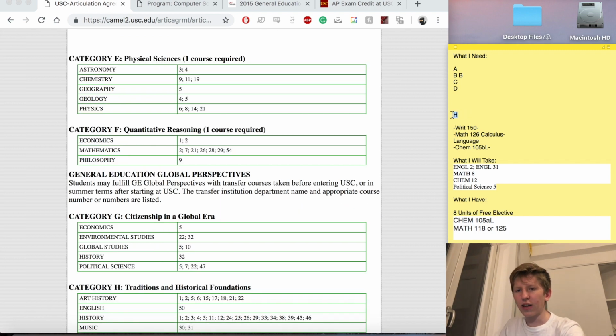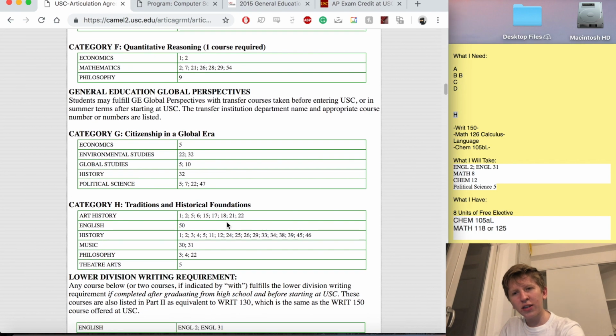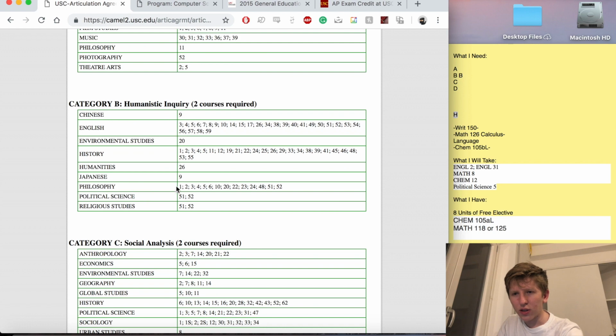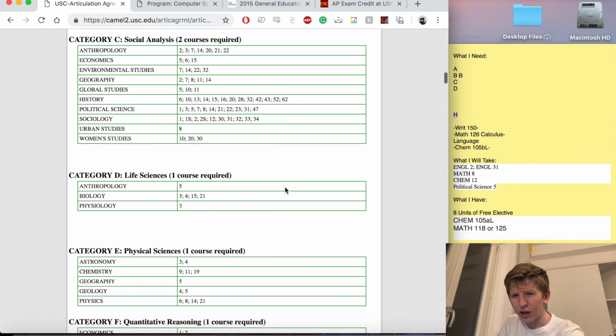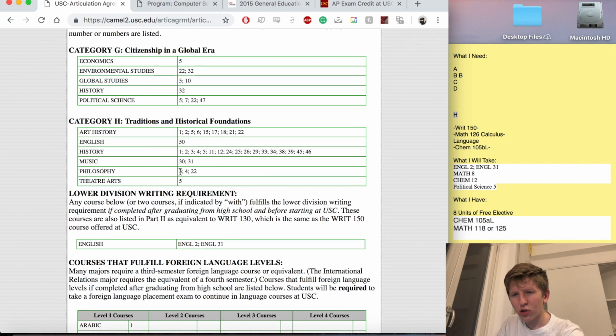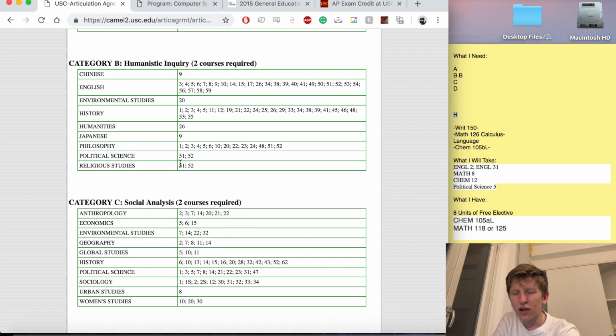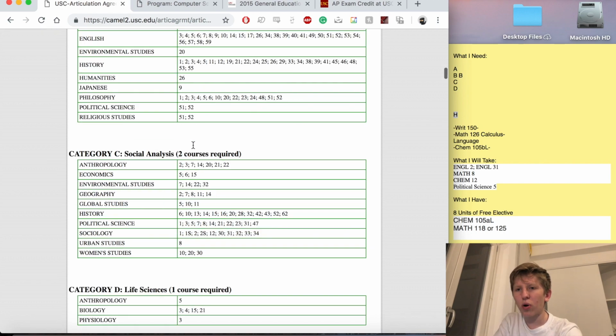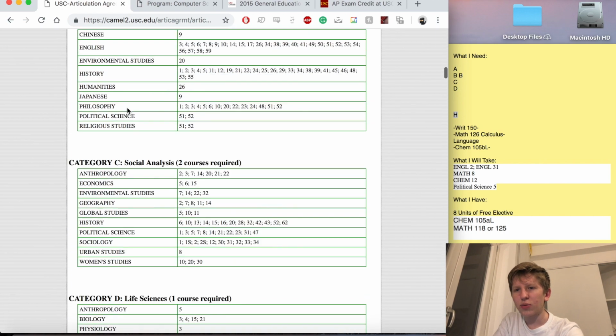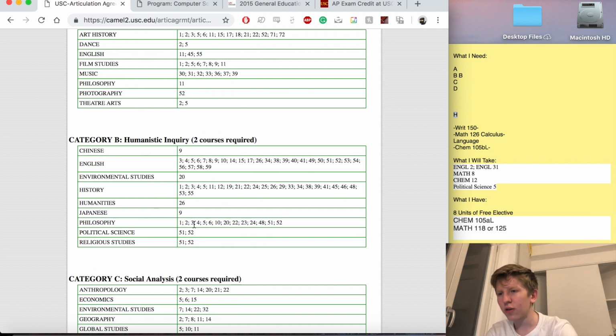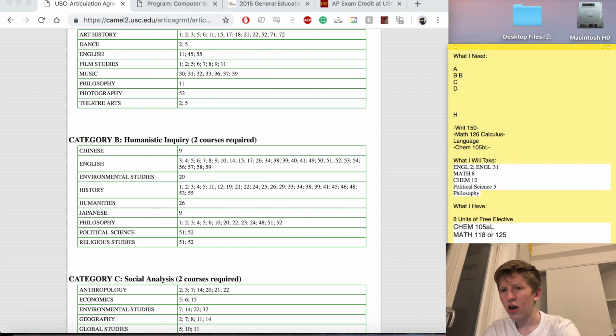I'm left with category H to fulfill, and the common one here, I guess, would be philosophy. Let's see. There are all of these, and for philosophy here, 3, 4, and 22. So I would suggest taking philosophy 3 maybe. Honestly, I don't know. You'd have to see the classes, but philosophy 3 is part of category H, and it's part of category B. So I'm gonna put down philosophy 3, and that gets rid of a B, and that gets rid of an H.